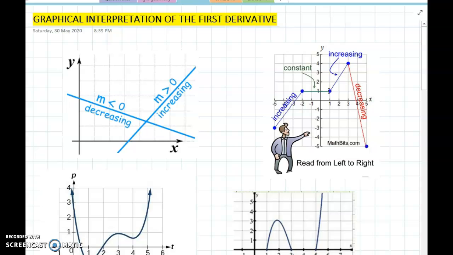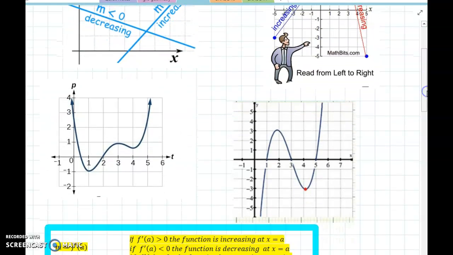And then from this point here, you can see the function is increasing. And again, from this point, going this way, the function is decreasing. Decreasing, notice the gradient is negative. Increasing, the gradient is positive. Constant, the gradient is 0. Let's look at curves more. These are all graphs on top here, but let's look at a curve here.